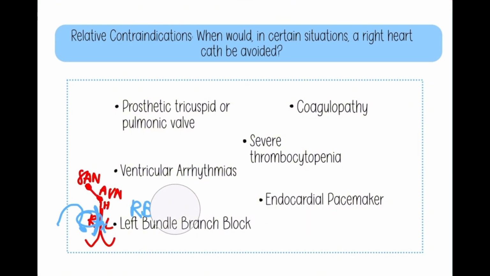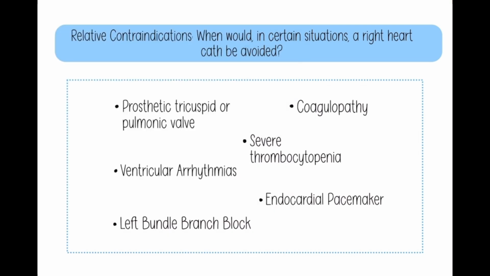So sometimes, on the opposite side of things, when we're doing a left heart cath, if a patient has a right bundle branch block, we might put in a temp pacer just in case we initiate a block in the other bundle branch on the other side. Again, something to consider and look out for, and it might not be worth it to do.